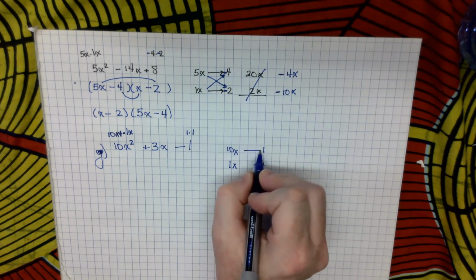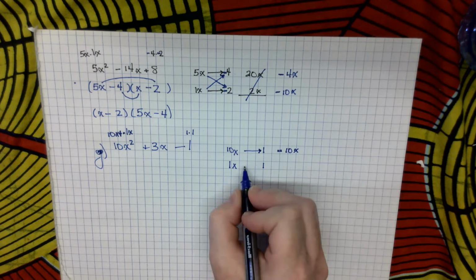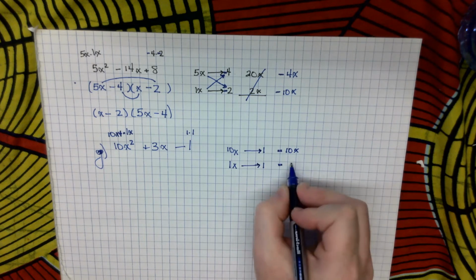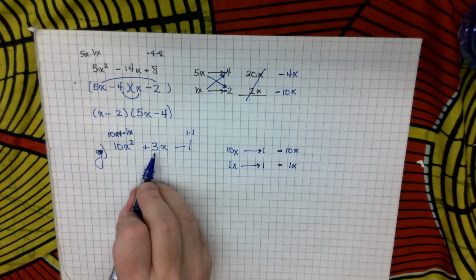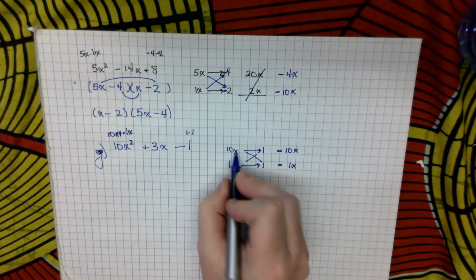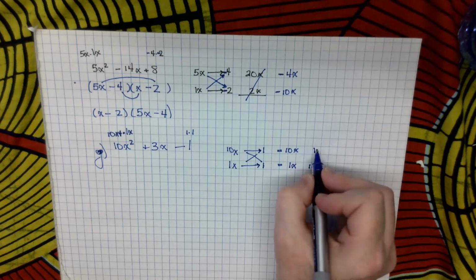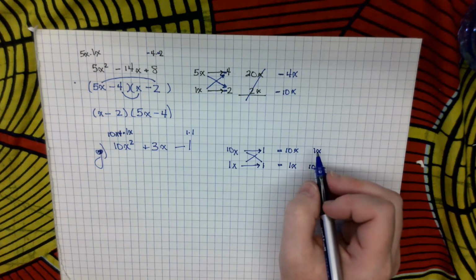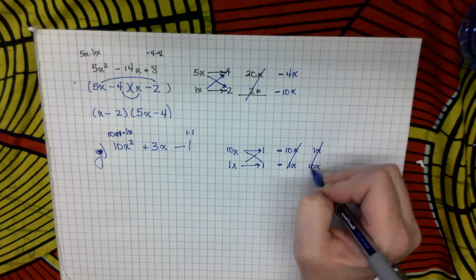So let's try it. I'm going to go across. So 10x times 1 is 10x, and 1x times 1 is 1x. If I add these up, I get 11, and if I subtract them, I get 9, and that number is not 11 or 9. So let's try going the other way. 10x times 1 is 10x, and 1x times 1 is 1x. So these end up being the same, and I still can't get 3. So that means both of these don't work.